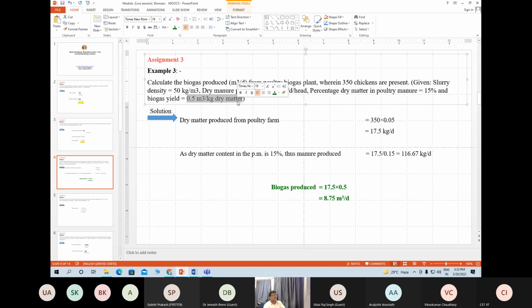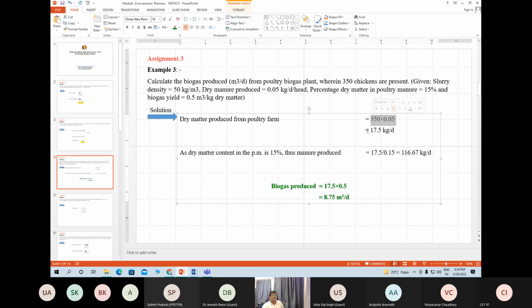So I think this is a very simple example given here in the assignment. The example given here is dry manure, which produces around 0.05, right? So per day per head. So immediately I can calculate the dry matter produced from that particular poultry, because I know the number of chickens in it. I simply multiply these two quantities, and I will get this much amount of dry matter produced from that poultry on a per day basis.